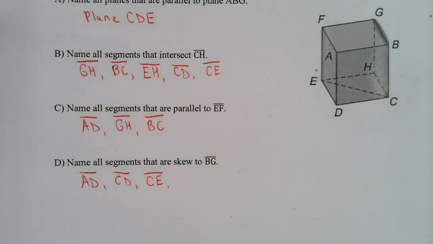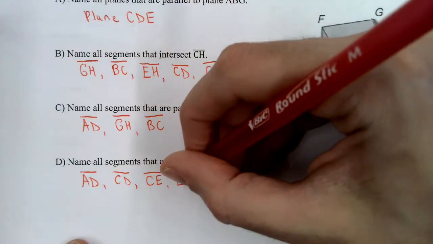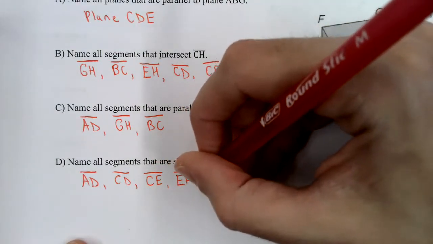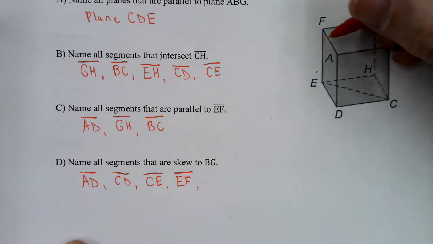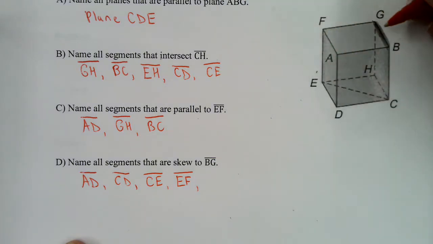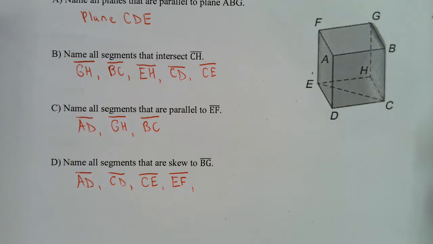Next, how about EF? EF is skew to BG because EF and BG are not in the same plane. They don't intersect, and they're not parallel.